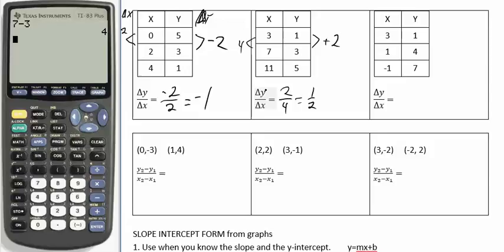If you're not sure, again, you can go 2 divided by 4, enter, it'll give you the decimal, math, fraction, enter is 1, and that will simplify your fraction.